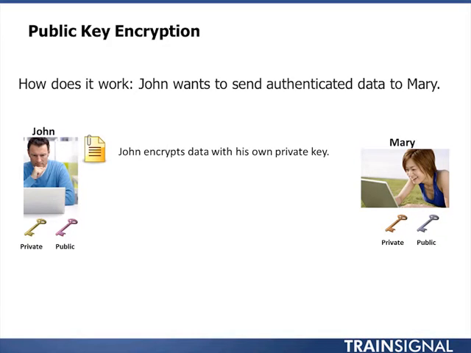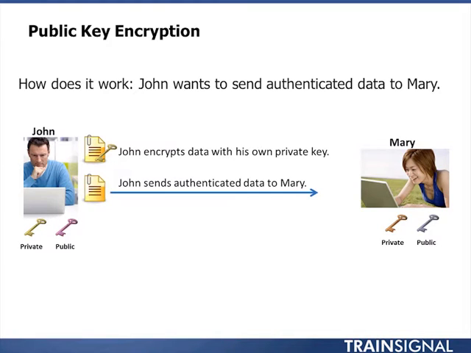John takes some data and encrypts it with his own private key. So here's the scenario where John reaches in his pocket, takes out his own private key, and encrypts the data. Now, even though it's encrypted, is it really that secure? No, because what key would be used to decrypt the data? Well, John's public key. And who has access to John's public key? Everybody does. So it's not secure, but it is authenticated.